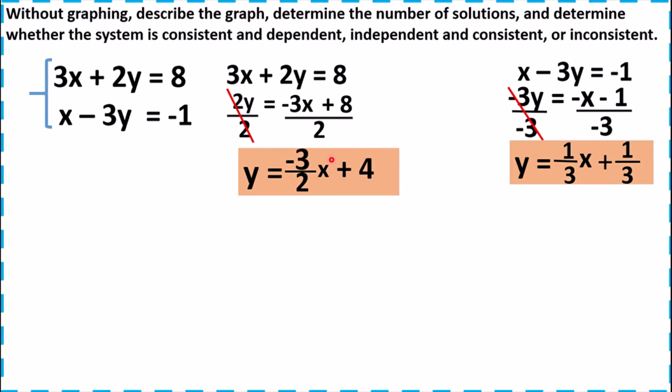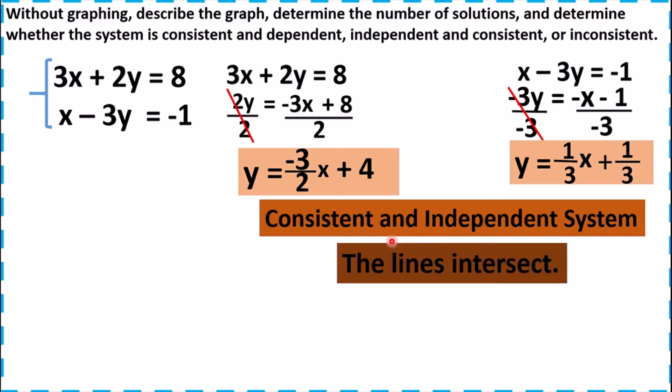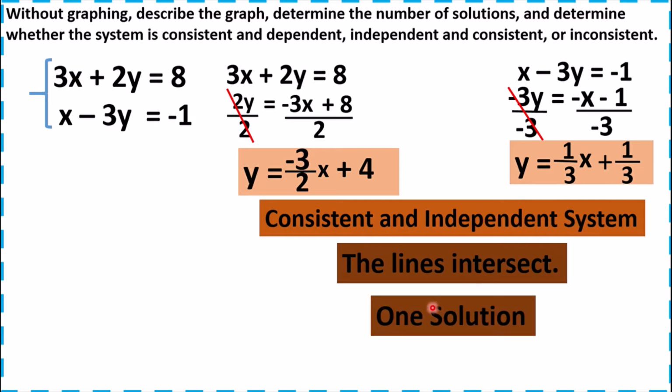Pero automatically, pag not equal yung slope, ang ating system ay consistent and independent system. And it has the lines intersect. So, pag not equal yung slope, the lines intersect, the system is consistent and independent system, and it has only one solution.